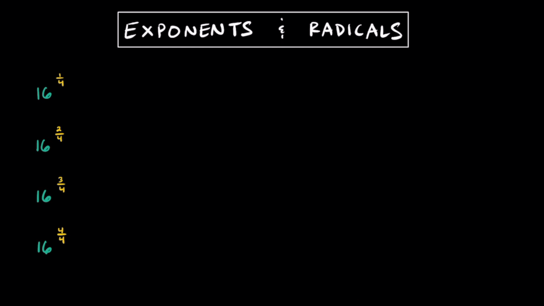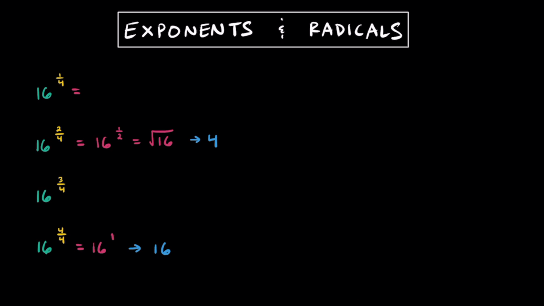Let's start with the easiest one to understand here, which is 16 to the 4/4 power. 4/4 is just equal to 1, so we can write 16 to the 1st power. This is just equal to 16. The next easiest one to understand here is hopefully the 16 to the 2/4 power, because 2/4 just simplifies down to 1/2. A moment ago, we talked about how 16 to the 1/2 power would really just mean the square root of 16, and this is going to be equal to 4.